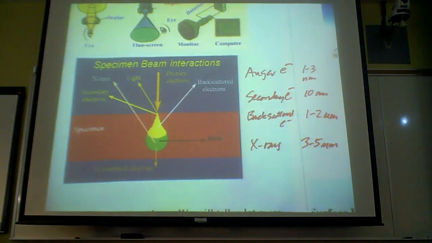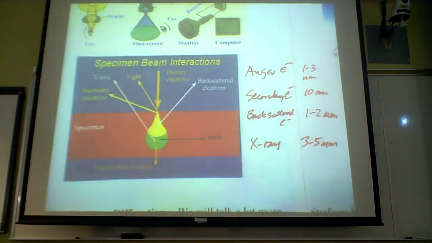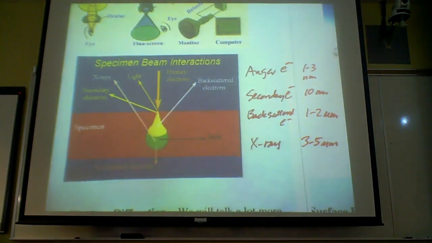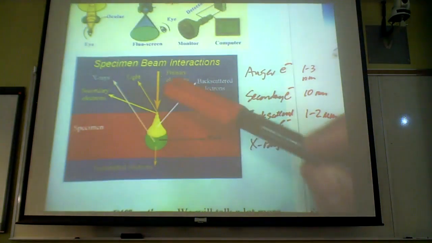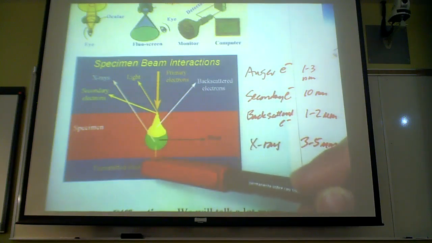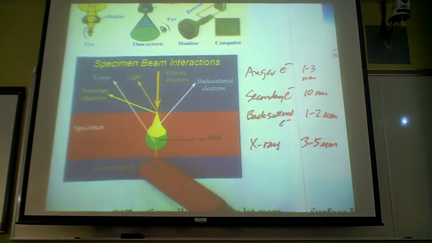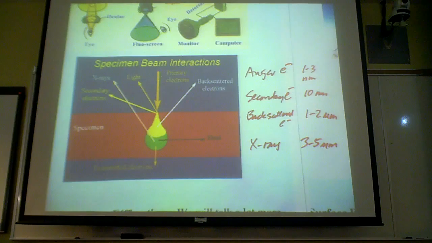This is a plot of what happens when the electron beam hits a material. So it hits a specimen or a surface, right? In this case, I make the specimen very, very thin so that I can look at transmitted electrons. So when you're looking at TEM, transmission electron microscopy, the electron beam goes right through, and you detect the electrons through your material. So what are you seeing really?